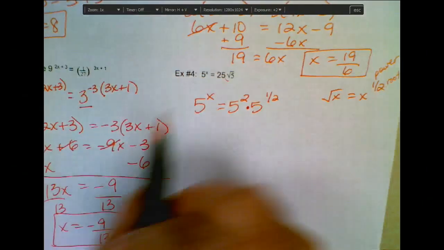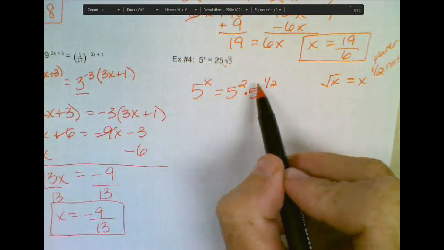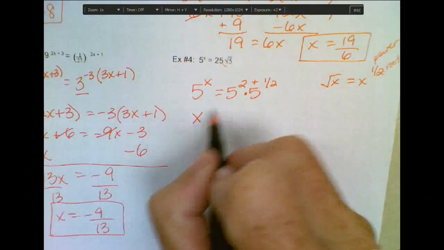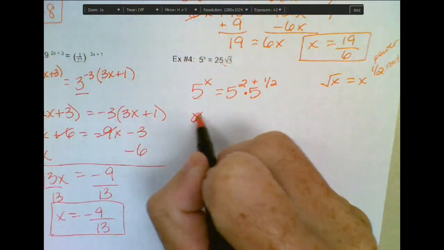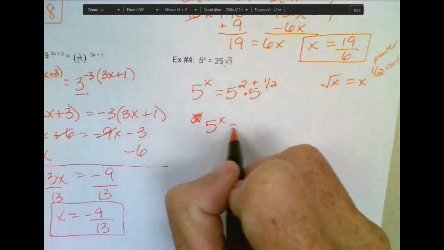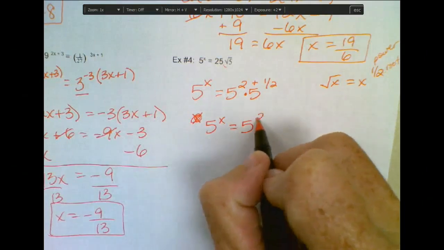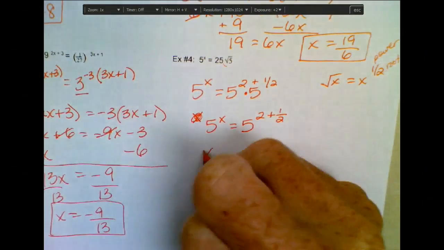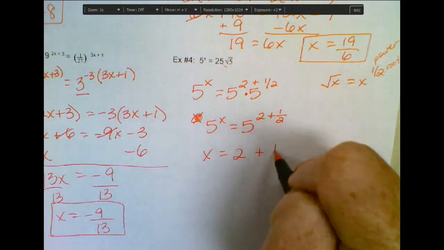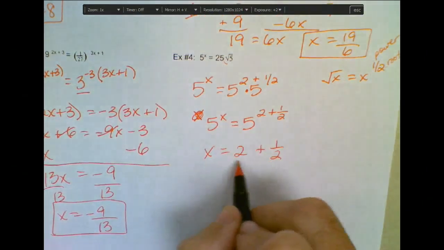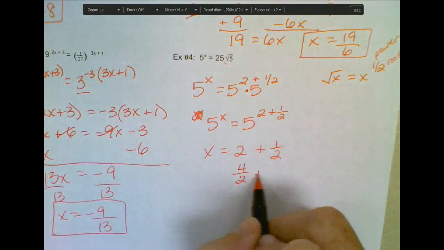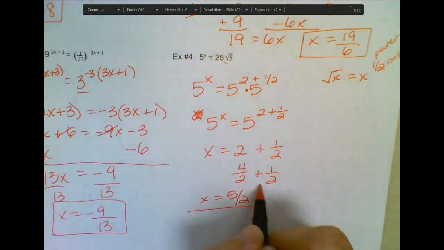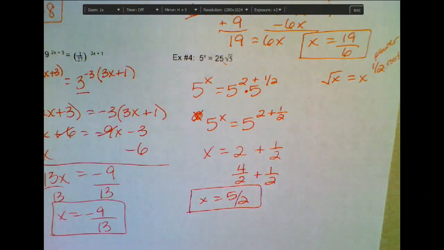These would be multiplied together. When you multiply the same base, what do you do with those exponents? You add them. Now that we have the same base, we know that we just add those exponents. So x is going to equal 2 plus 1/2. 2 is the equivalent of 4/2 plus 1/2. So x equals 5/2. Okay, and that is change of base.